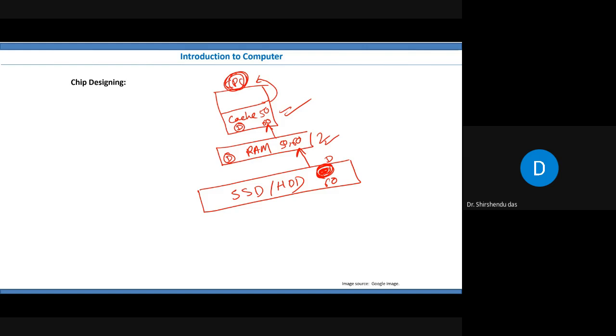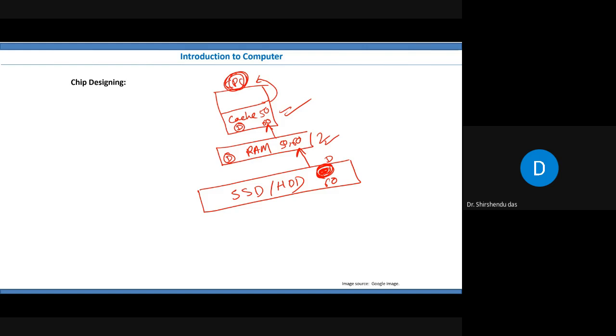This is called the principle of locality. For the principle of locality, there are two parts. One is called temporal locality, which I have just explained. It says that if the processor is requesting a data, it is highly likely that the same data will be requested again in the near future. This is called temporal locality.